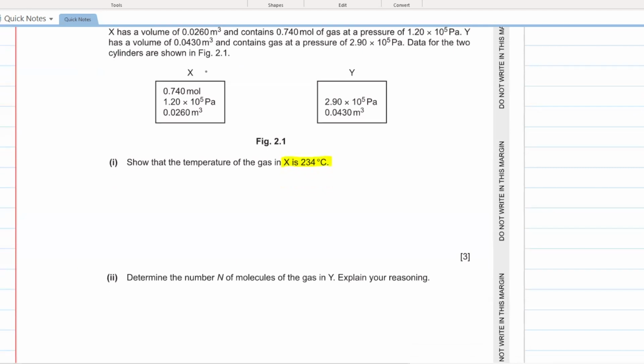We have to show that the temperature of the gas in X is this. So how will we show that? We will apply this formula: PV = nRT. What is the pressure? 1.2 × 10^5. What is the volume? 0.026. What is the number of moles? 0.74. And what is R?